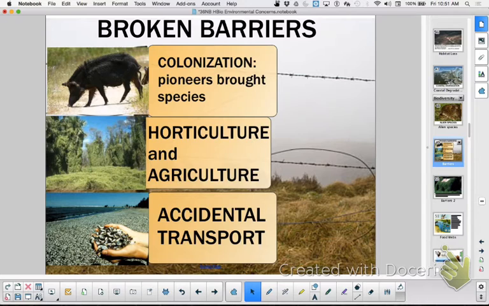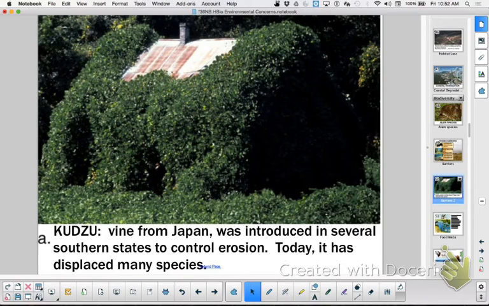It's when it hasn't evolved in that area and is transported, either accidentally or on purpose, and it hasn't had to compete with the other organisms for those resources. We looked at things brought in for a noble purpose, like kudzu, which was brought in to prevent erosion, but it ended up out-competing the local plants and causing a problem.